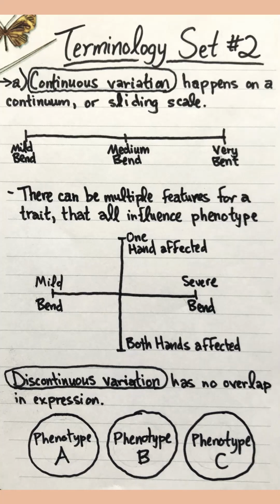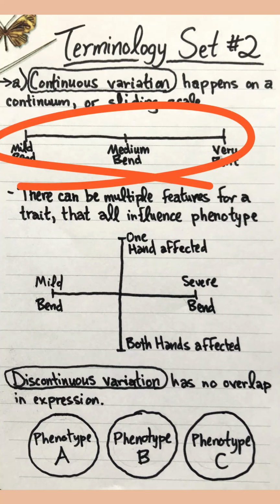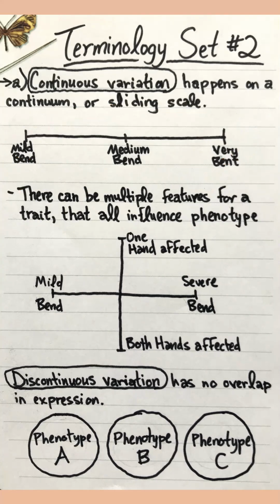So there is continuous variation, which is what we just looked at in the Camptodactyly, which is a trait that has an expressivity that could be on a sliding scale or a continuum. I think of it as a straight line. This could be from a really mild bend in the pinky to maybe a medium bend in the pinky to maybe a really strong bend in the pinky.